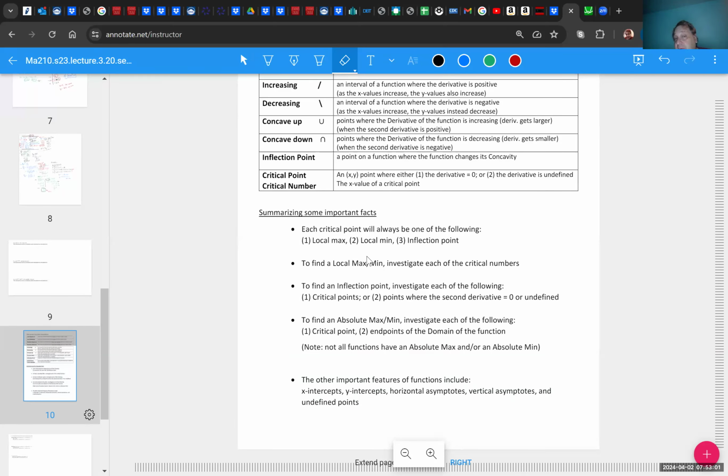Critical points are always going to be local min, local max, or inflection points. To find a local min or max, you need to find the critical numbers, critical points. To find an inflection point, you need to find the critical points and also these additional second derivative points where they're 0 or undefined. Absolute max, absolute min always happen at a critical point or an endpoint. Not all functions have an absolute max, absolute min, so be aware that you don't have to have an answer. You just say it doesn't have one. And there's other important things that I mentioned also about intercepts and asymptotes and undefined points, things like that.